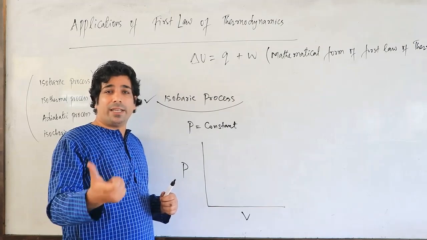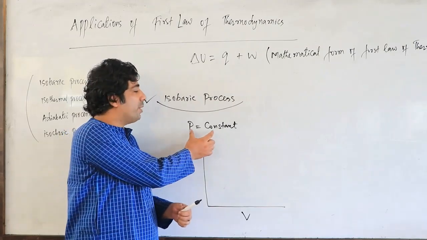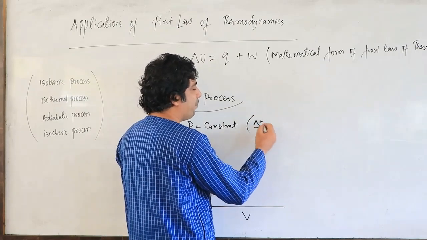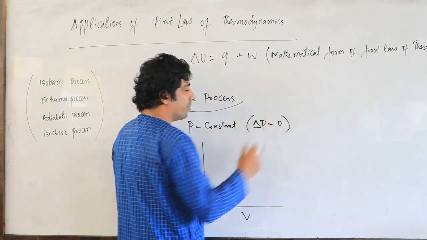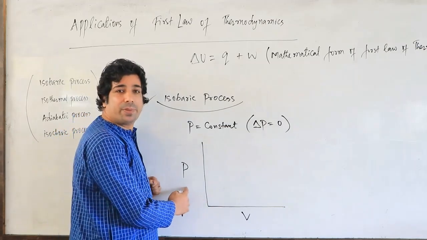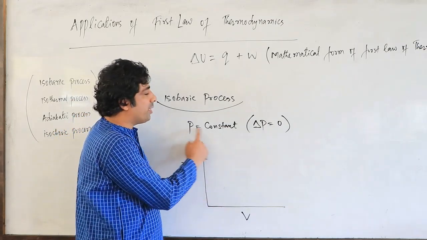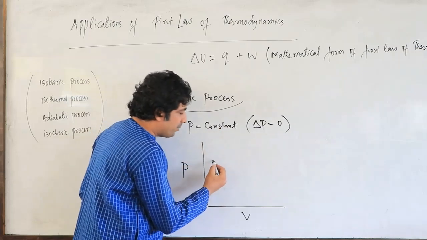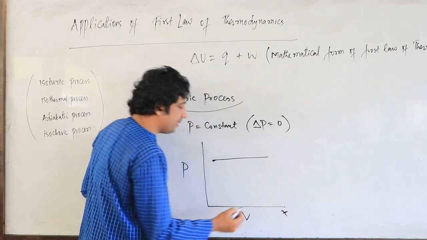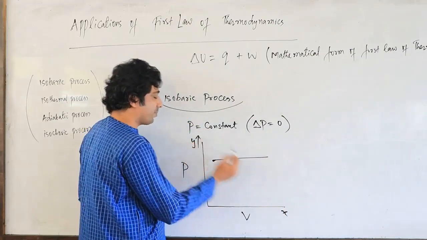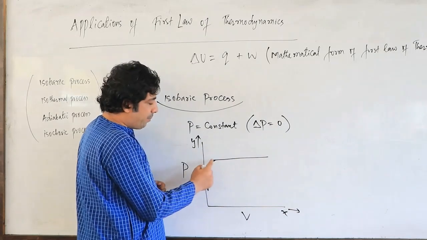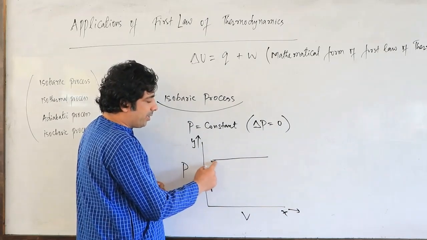But here, the condition in this process is that pressure is constant. So when pressure is constant, that means delta P, change in pressure, will be how much? 0. So how can I represent a graph between pressure and volume where pressure is constant? So I will draw a line which is parallel to which axis? X-axis, and this is Y-axis. So this line will tell me that the pressure is constant along this particular line.